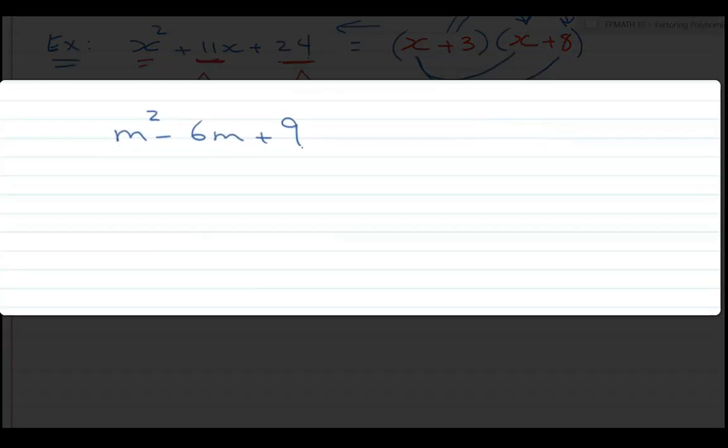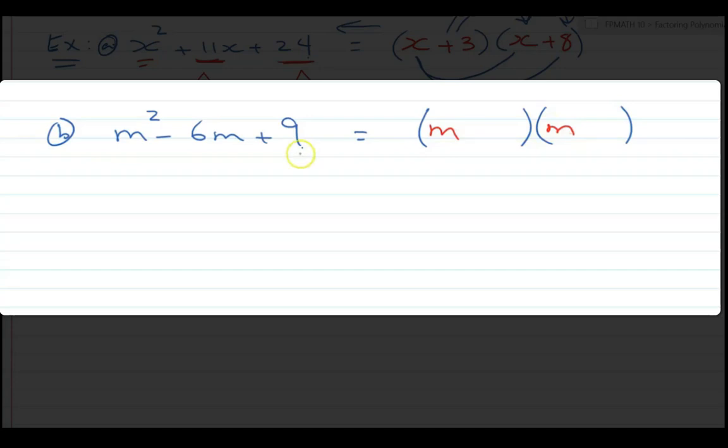All right, another example. Let's call that example B. That was example A. Same idea again. This time our trinomial is m squared minus 6m plus 9. We're going to open up two brackets, and each bracket will have an m inside, and then we have to come up with the numbers that we're going to put in each of the brackets.